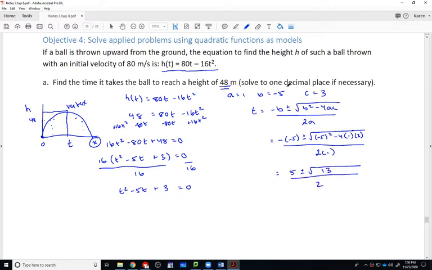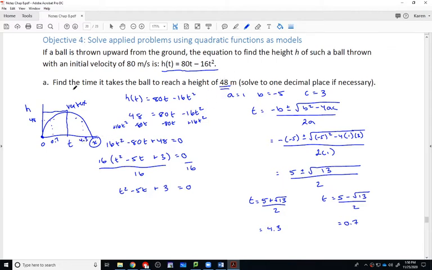Now it says answer to 1 decimal place if necessary, so my two answers will be t equals 5 plus the square root of 13 divided by 2, and t equals 5 minus the square root of 13 divided by 2. And then all I'm going to do is plug that into my calculator. 5 plus the square root of 13 equals, divided by 2 is 4.3, and 5 minus the square root of 13 all divided by 2 is 0.7. So what does that mean? Well, it means at 0.7 seconds and at 4.3 seconds, the ball will be at a height of 48 meters.